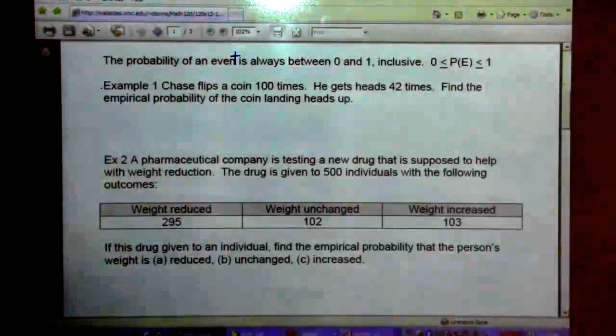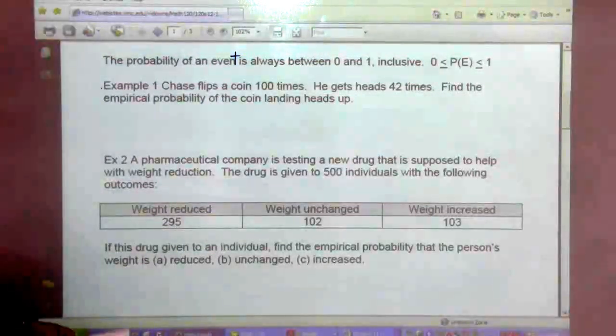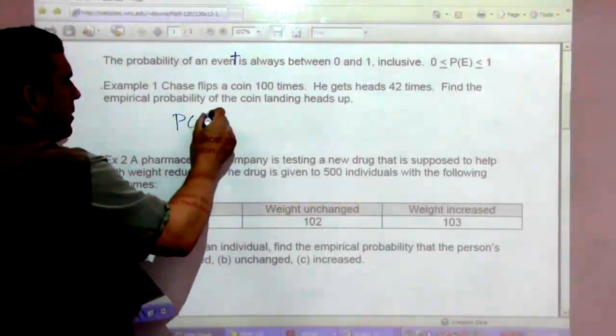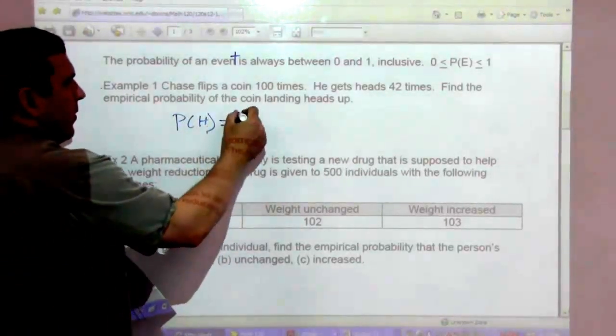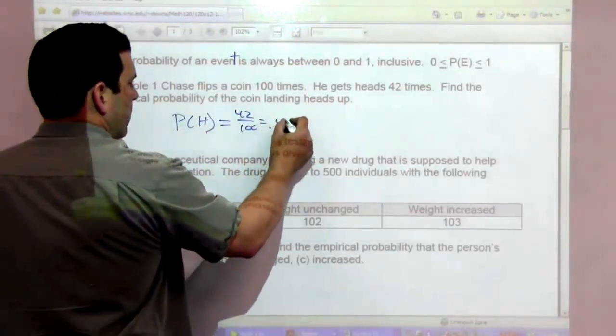Chase flips a coin 100 times. He gets heads 42 times. Find the empirical probability of the coin landing heads up. So the probability of heads, that's our event, is going to be 42 over 100, which is 0.42.